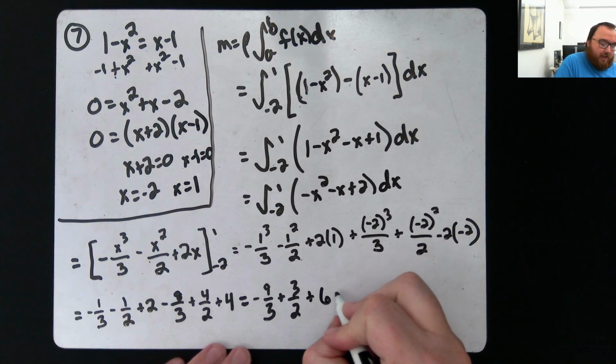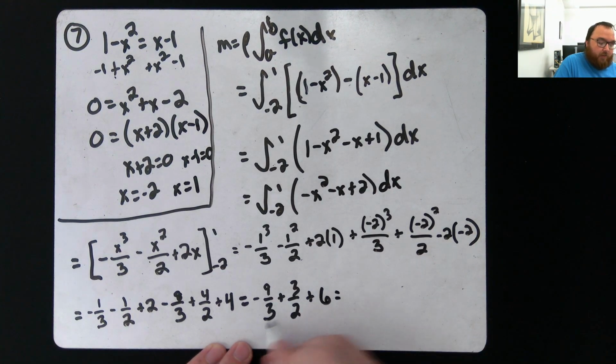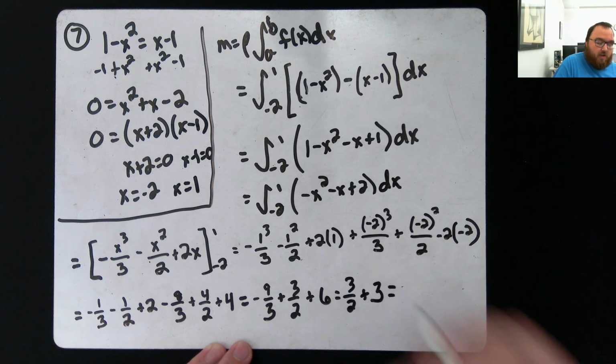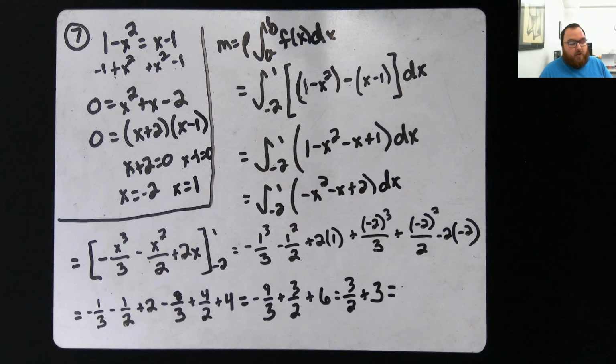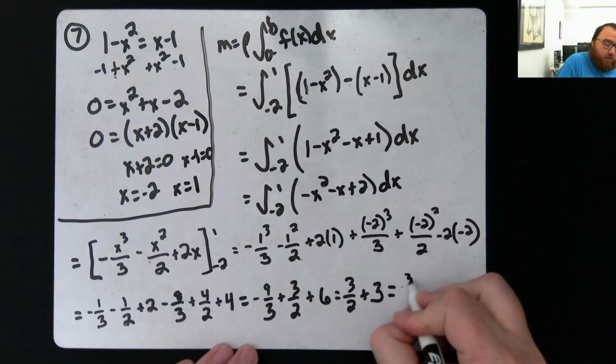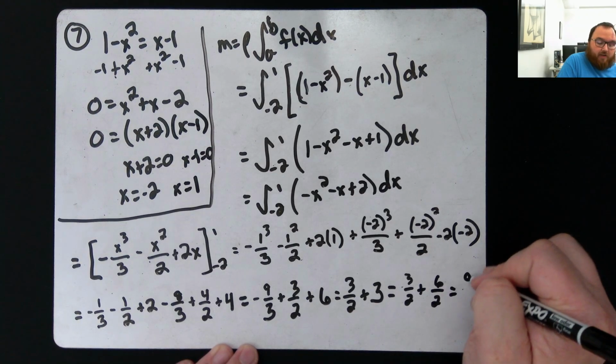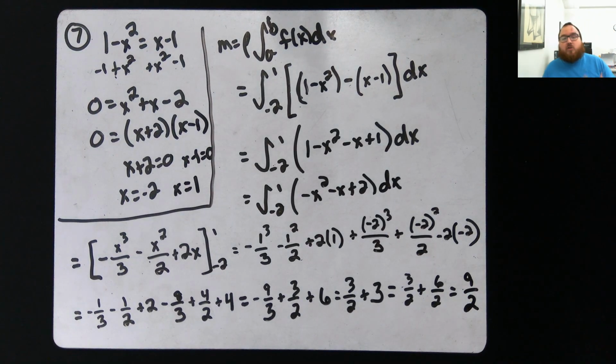-9 over 3 is -3. -3 plus 6 is just 3. So that's 3 halves plus 3. Common denominator is 2. So that's 3 over 2 plus 6 over 2. 3 plus 6 is 9. So my total mass here is 9 over 2.